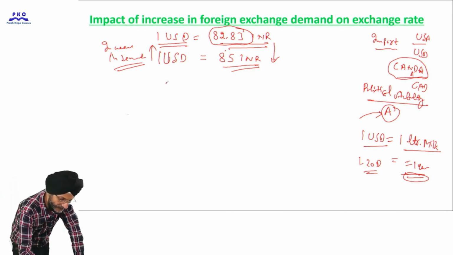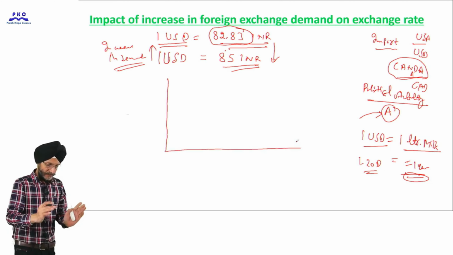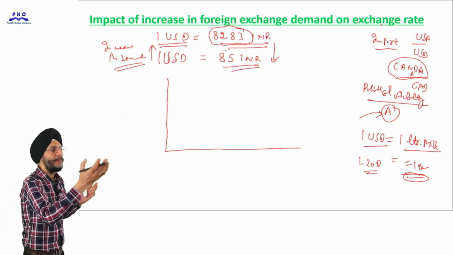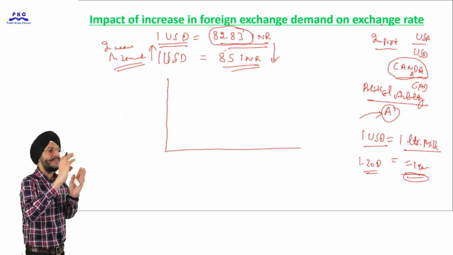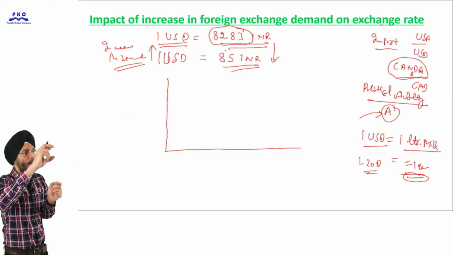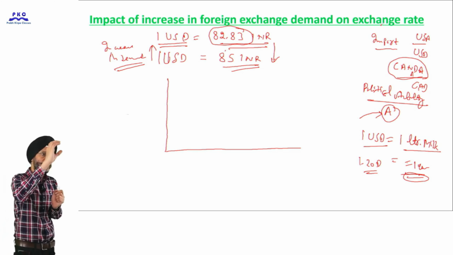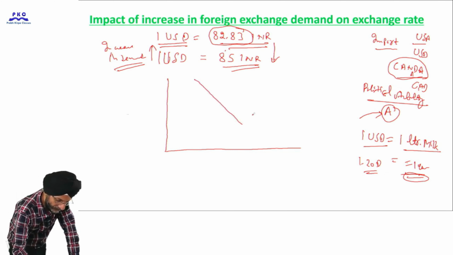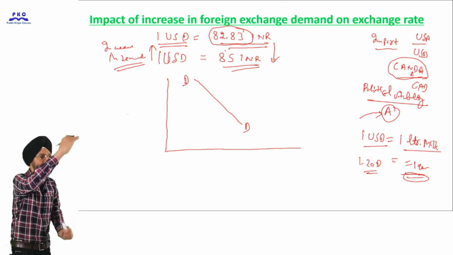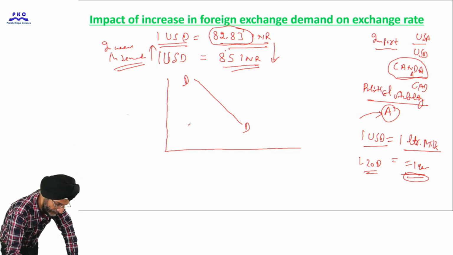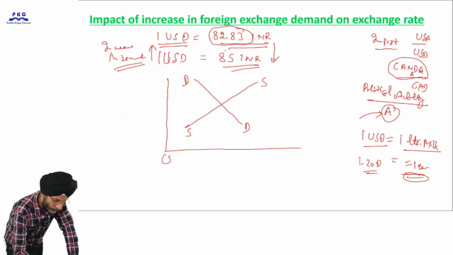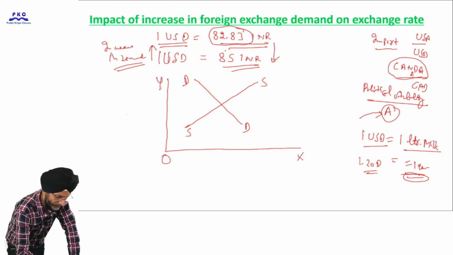Now we will understand the impact of increase in foreign exchange demand on exchange rate. That is, if the demand increases, what effect is there on the price or exchange rate? As you know that this is the demand curve, which is downward sloping. This is the supply curve, which is upward sloping. OX is x-axis. OY is y-axis.